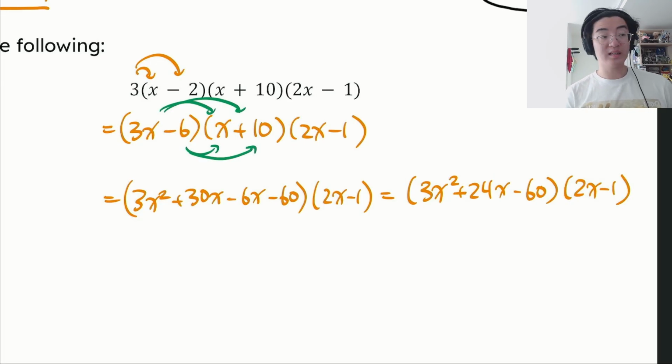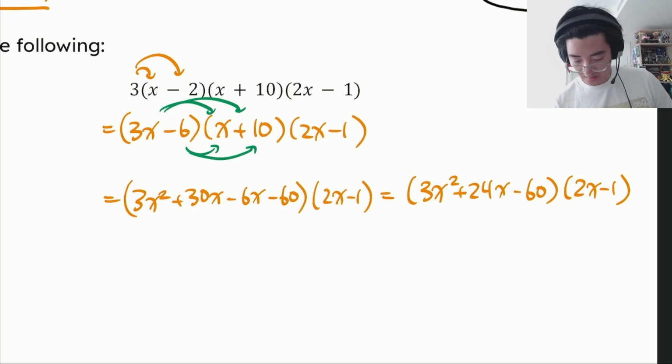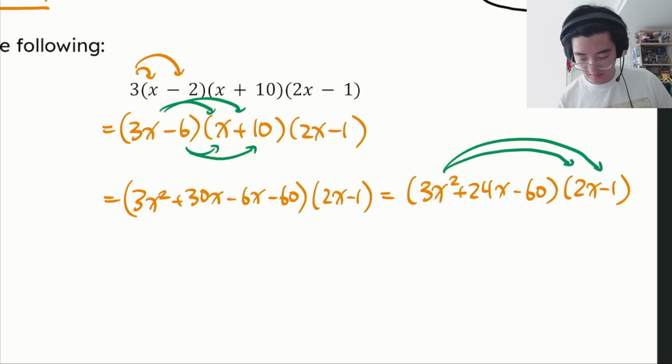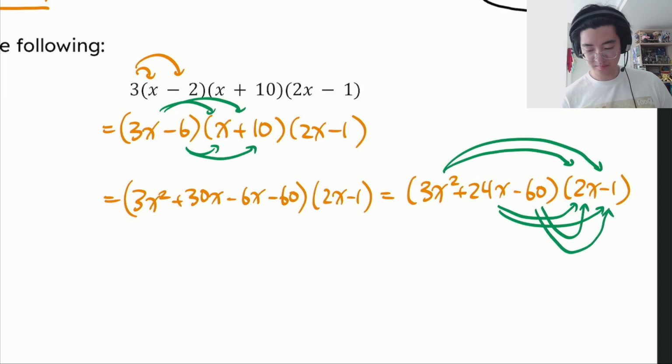Okay, once again, we do flying arrows. So this term times this and that. This term times this and that. And then this term times this and that. Right, so everything gets multiplied once.